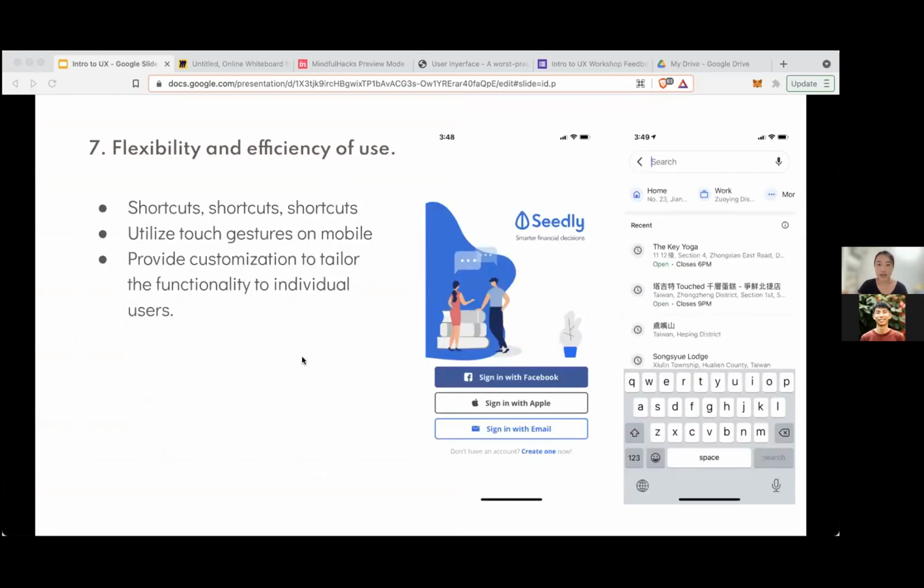Next is flexibility and efficiency of use. We always want to provide shortcuts or customization for users. For example, on a login page, we can provide a sign in with Facebook or sign in with Apple link, so that the user can click once and sign in to the app already. It's less work for them. Or in Google Maps, it remembers the history of the locations we type in, or we can key in our home and our workplace.